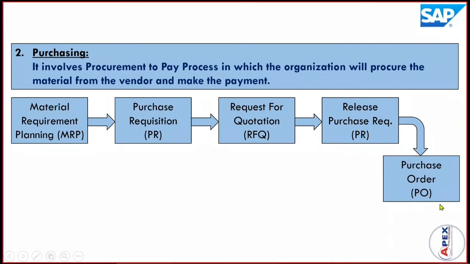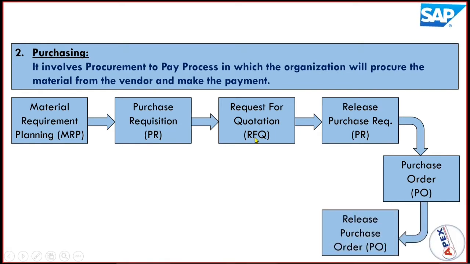PO is an external document. PR is an internal document. RFQ is an external document. Why? PR stays within the company, while RFQ goes among vendors, outside the company. And the PO will be raised to procure the particular material based on the quotation. Based on the hierarchy, the PO will be released.